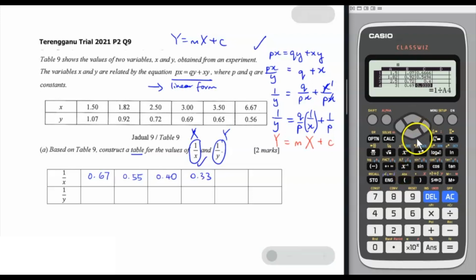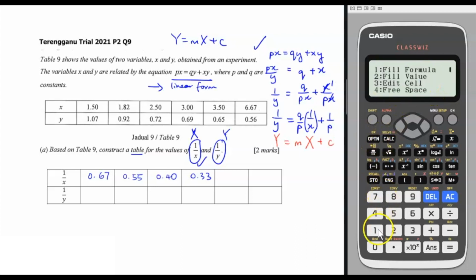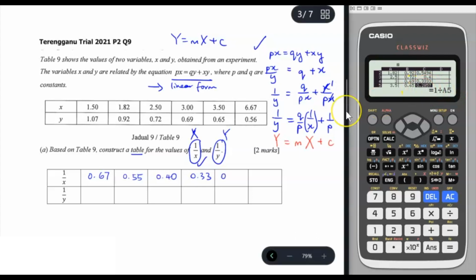Okay, and then you go to the next one. So this one is 1 over A5. Go to Option, 1, then 1 divided by A5. Okay, so press equals. So you get 0.2857. So you round up, and it becomes 0.29. Okay, 0.29.